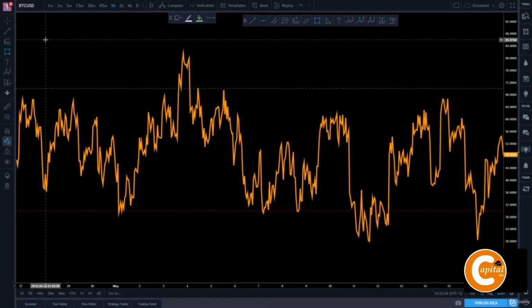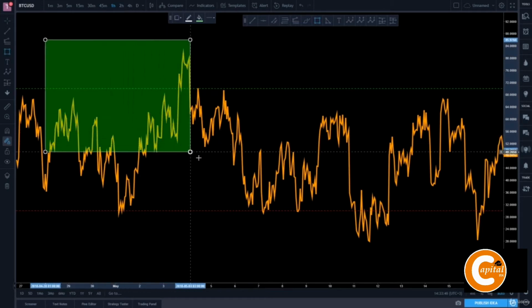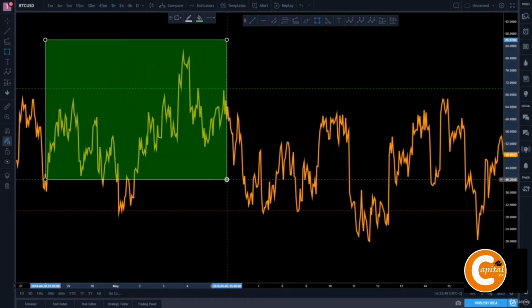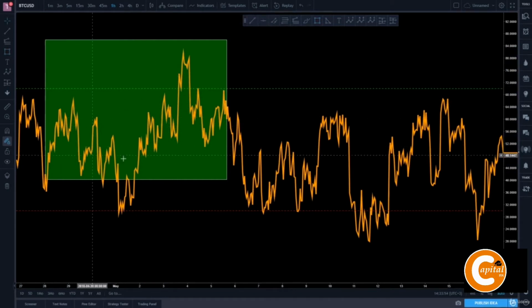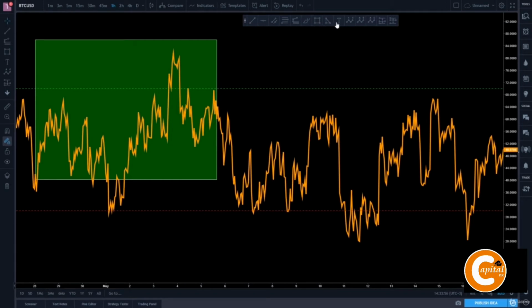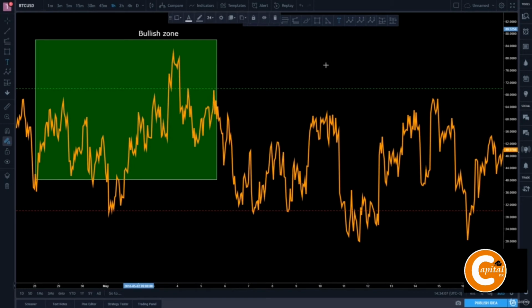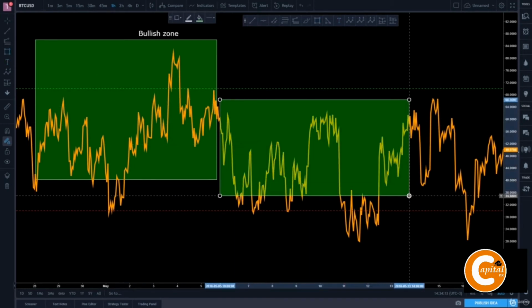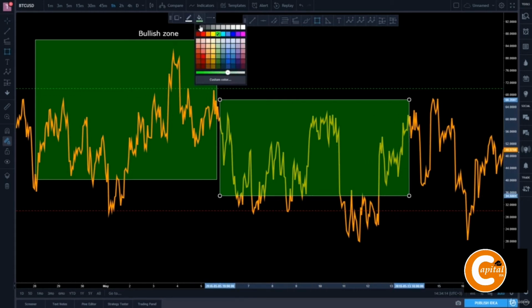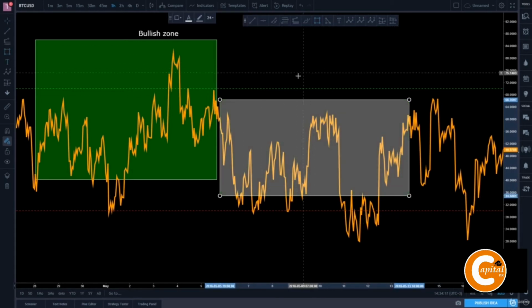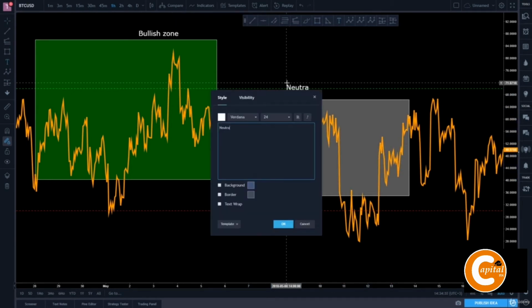For the bullish zone, we want to be anywhere between 40 and 85 and up, and I will draw a rectangle between these ranges to get a clear view of this bullish zone, and I will annotate it right here that this area is for the bullish zone. The neutral zone is anywhere between the 35 range and 65, and I will highlight this as well with a rectangle. And for neutral, I will change the rectangle color to white, and I will annotate it right here that this area is neutral.